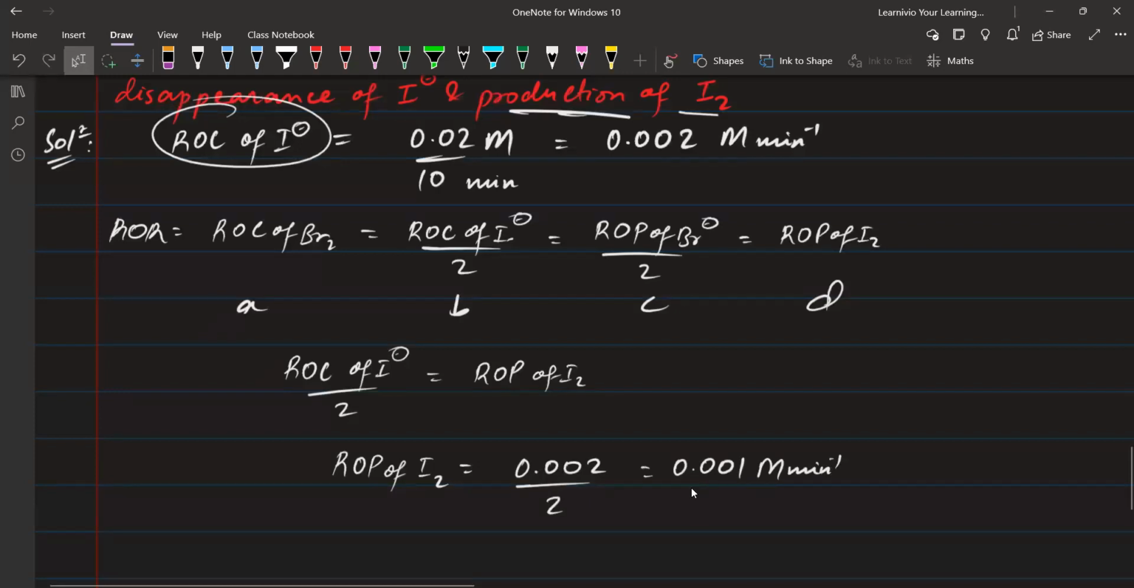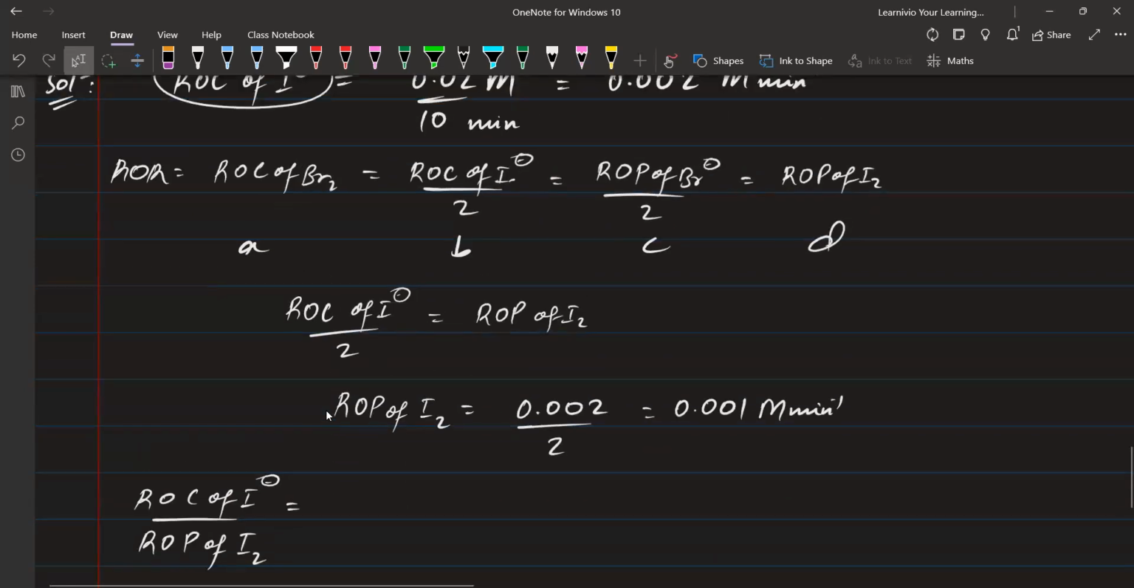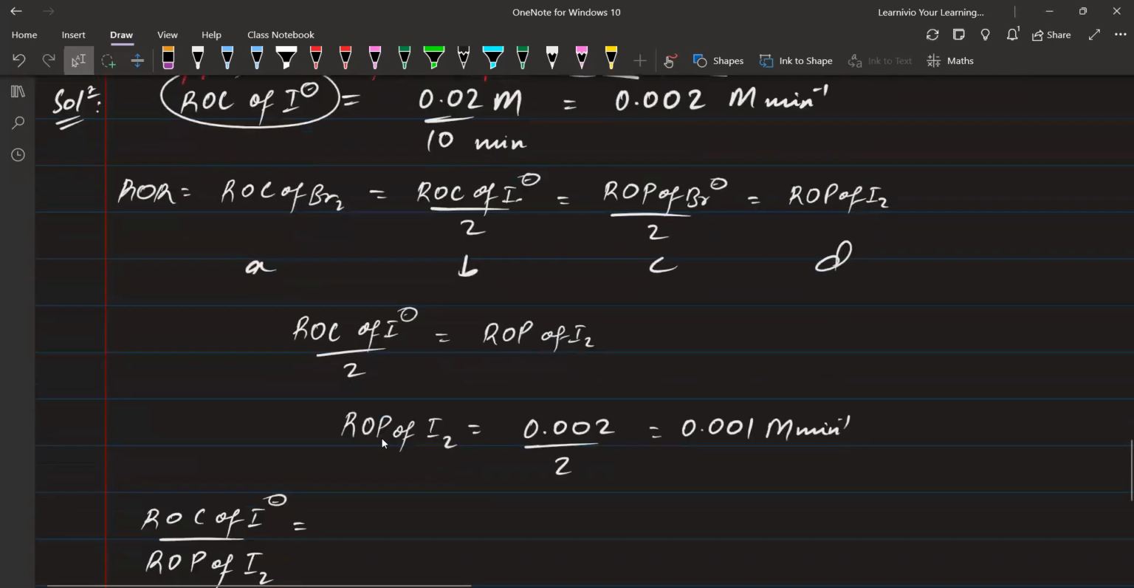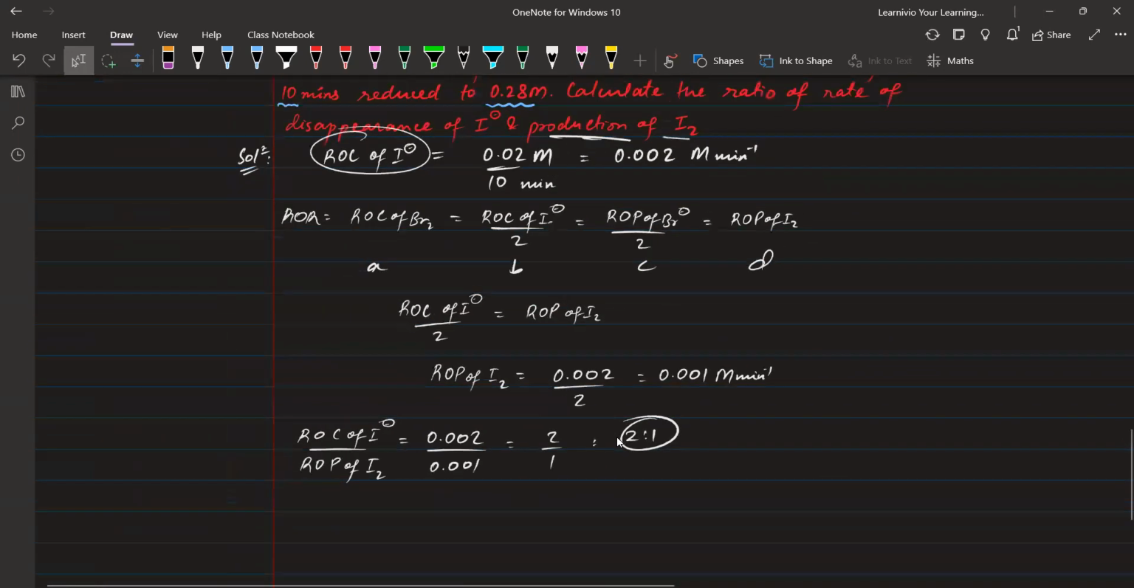Make sense? Yes, sir. Now they asked the ratio, so rate of consumption of I negative divided by rate of production of I2 will be equal to rate of consumption of I negative, which is 0.002, divided by 0.001, that is rate of production of I2. This will be equal to 2 upon 1. The ratio is 2 is to 1.